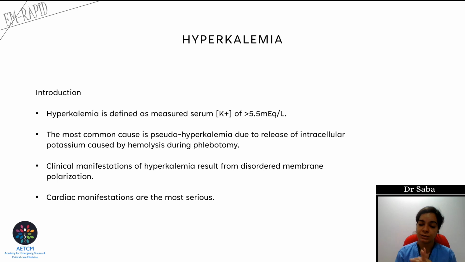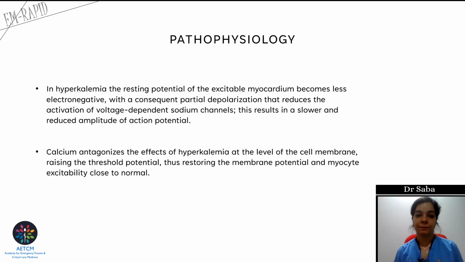Now, clinical manifestations, just like hypokalemia, result from abnormalities in the membrane polarization. Just like hypokalemia, the most profound effect will be seen on cardiac muscles, the myocardium. So when we talk about the pathophysiology of hyperkalemia, it is essential to understand that calcium and potassium have an antagonizing effect on the cardiac myocyte. In hyperkalemia, the resting membrane potential of the myocardium becomes less and less electronegative, and it will cause reduced activation of voltage-dependent sodium channels, which will ultimately result in a slower and reduced amplitude of action potential.